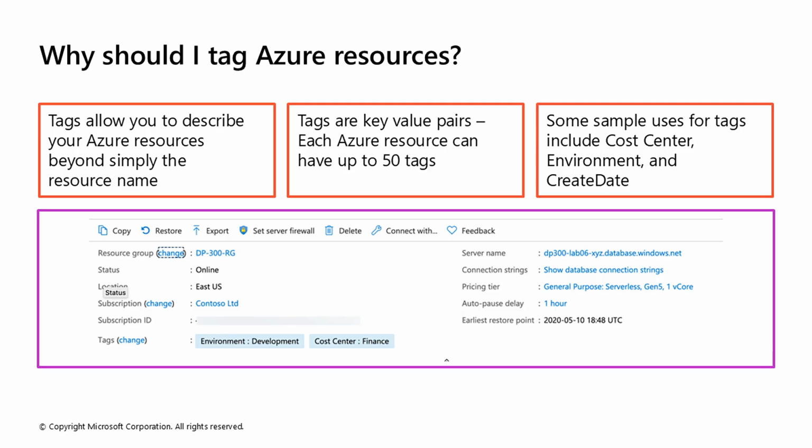Here's a practical example from the Azure portal on our slide, where the tag is environment:development and the cost center is cost center:finance. Both of these are used to help contextualize the resource.